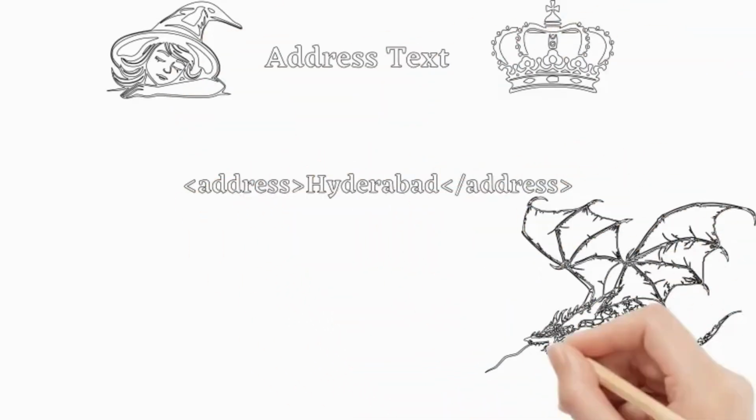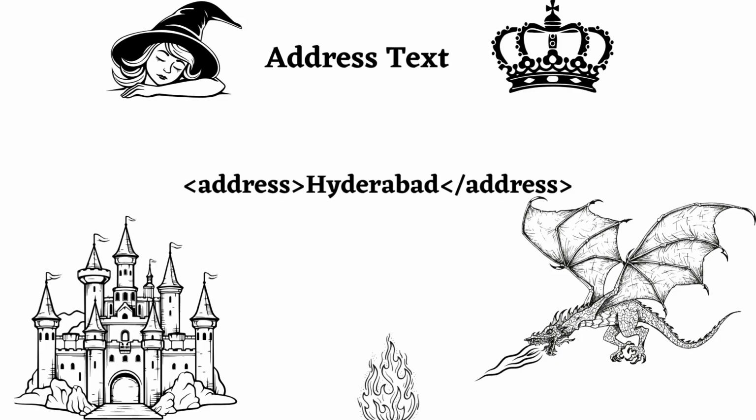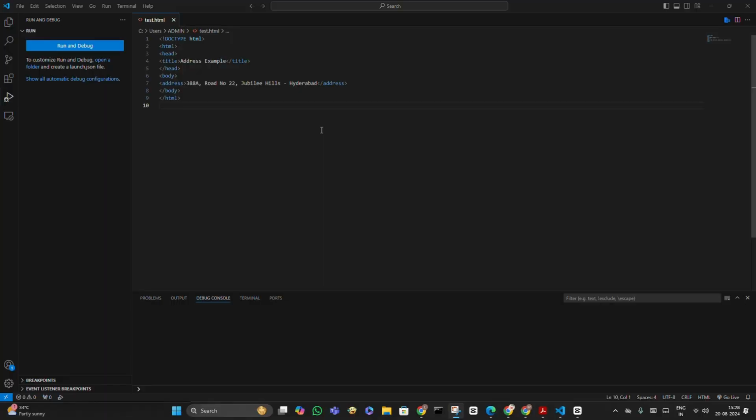Finally, the address element is used to define contact information. This is how you might structure an address on a web page. This will produce 388A, Road No 22, Jubilee Hills, Hyderabad, neatly formatted as an address.